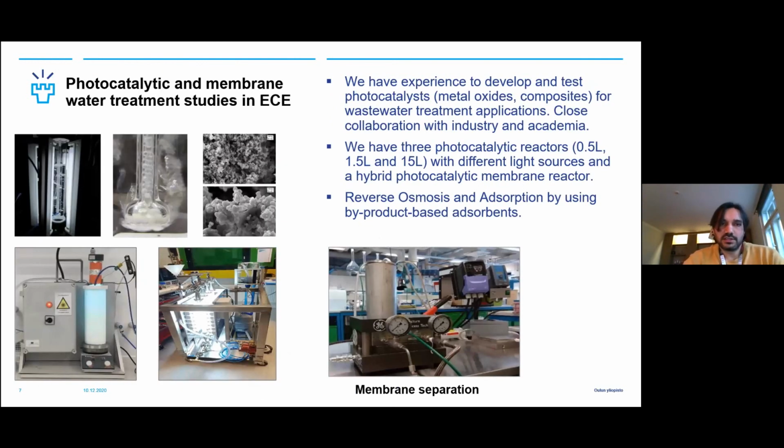Our research facility has photocatalytic reactors and also a membrane separation unit. For example, you can see in the picture above a 1.5 liter reactor, a small reactor at the bottom which is half a liter, and we also have a 15 liter capacity photocatalytic reactor. So we can develop the materials and then test their activity. We also have different light sources. In the membrane separation unit, we also have hybrid membrane equipment where we can combine the photocatalyst and membrane at the same time.